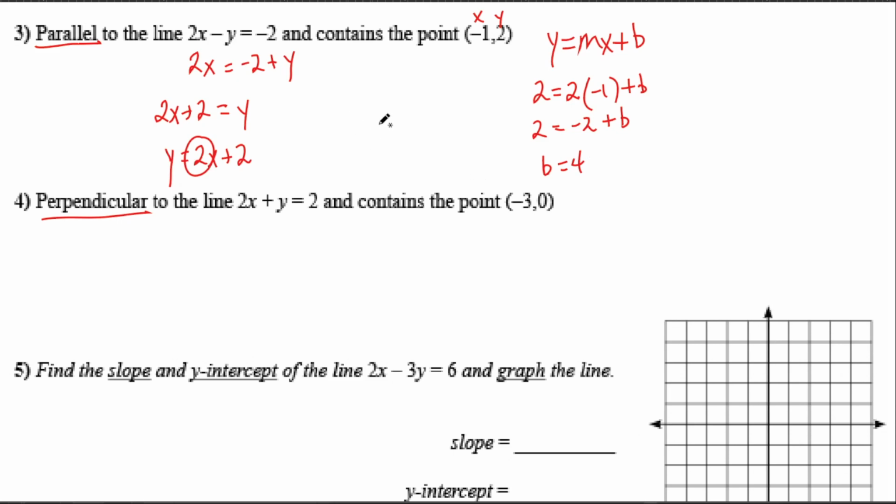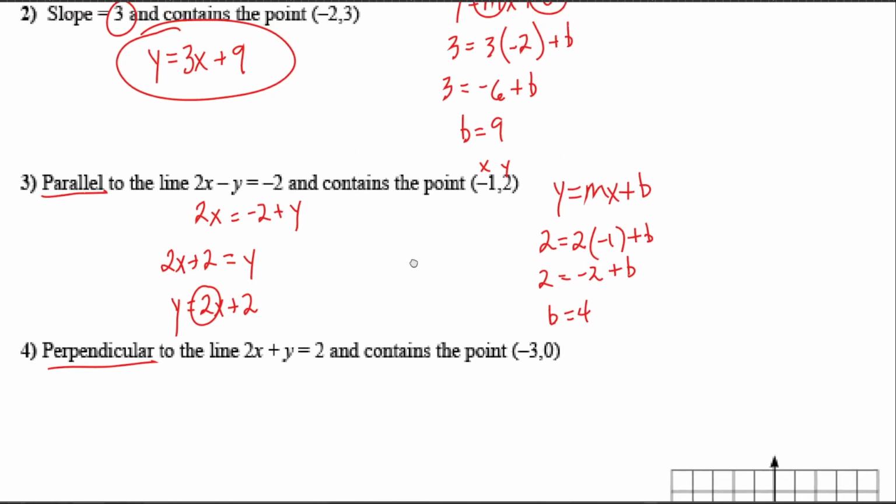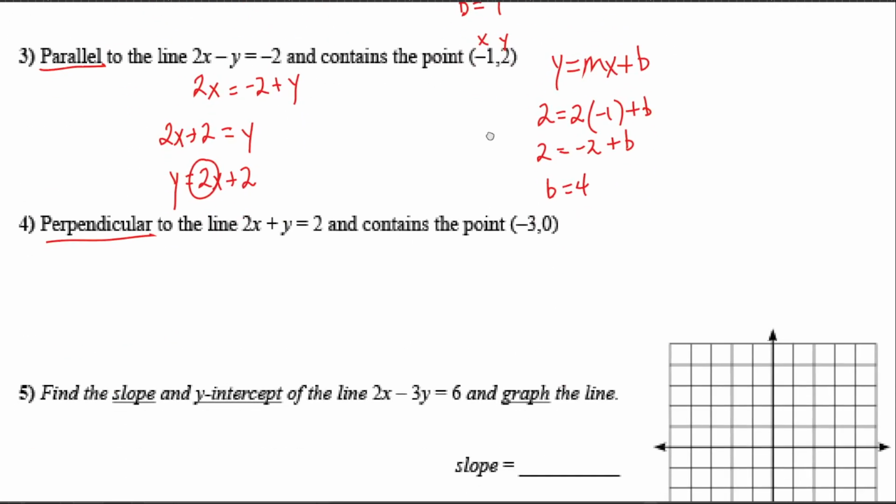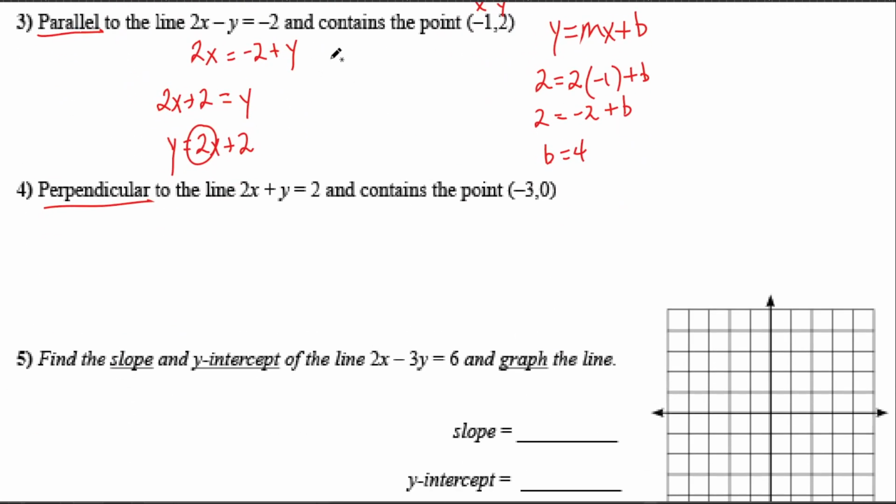We need to find the equation of the line. Do you remember it said find the equation of the line and write it in slope-intercept form? So we're going to write y equals, and then the m, which is 2, and then x, and then plus 4. That is the equation of the line. This line is parallel to this line, but this one's got a y-intercept of 4. This one had a y-intercept of 2. They're two different lines, but they're parallel to each other because they have the same slope.